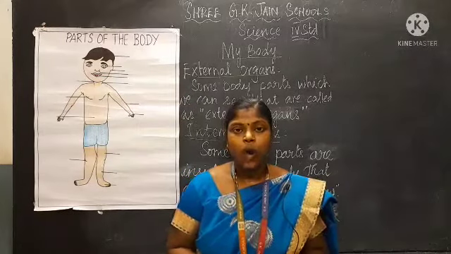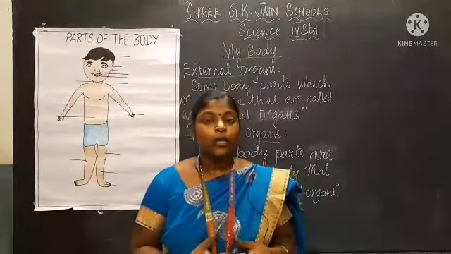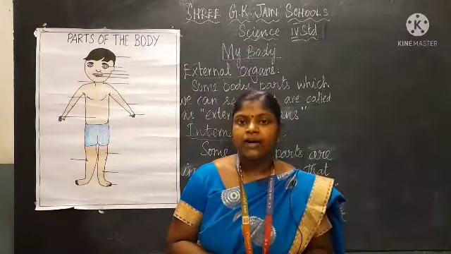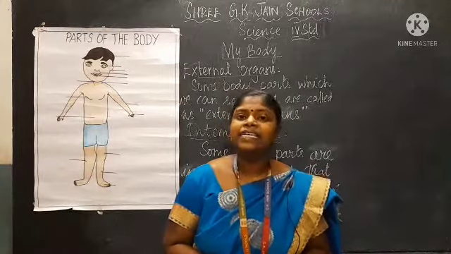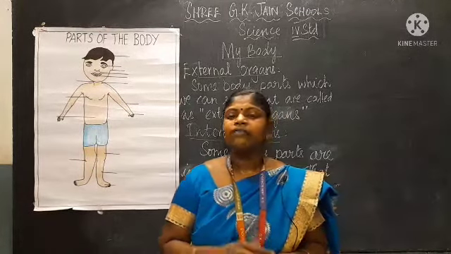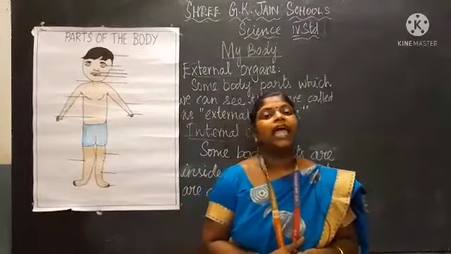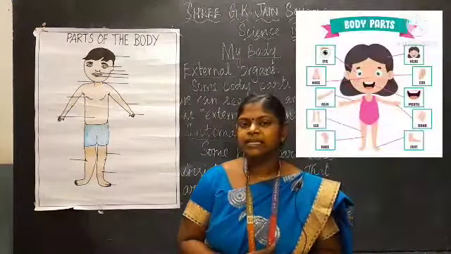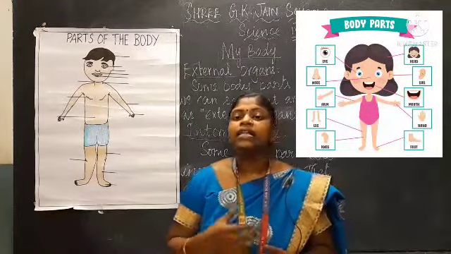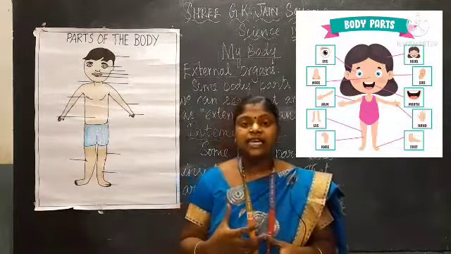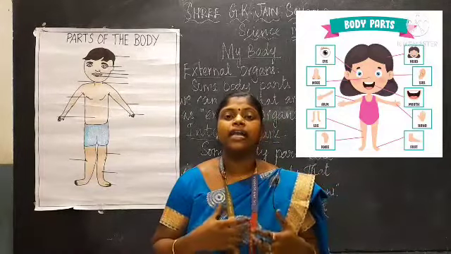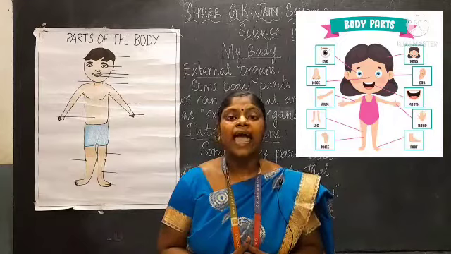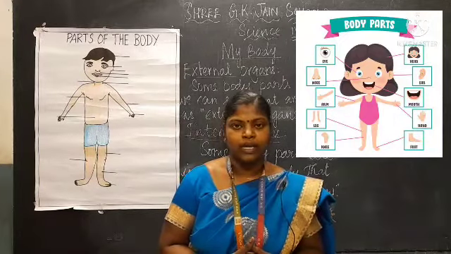So first let us know about our body parts. You know children, there are two types of organs. One is external organs and another one is internal organs. Okay, first let us discuss the external organs. What is meant by external organs? External organs are the parts which we can see with our eyes. That means they are outside of our body. Those organs are called external organs of our body.